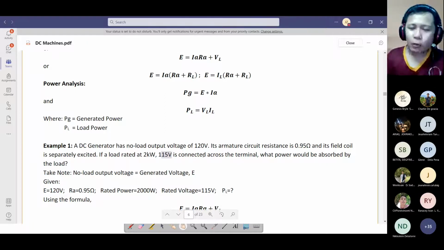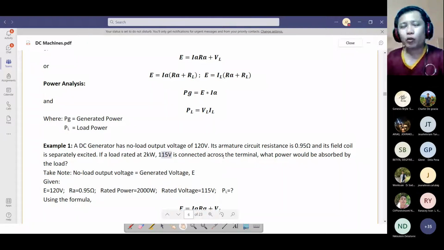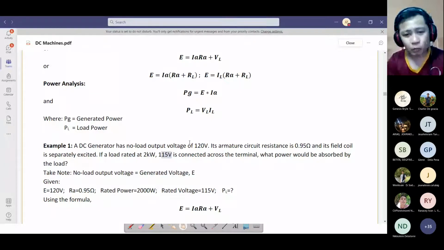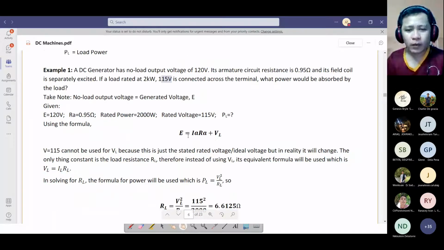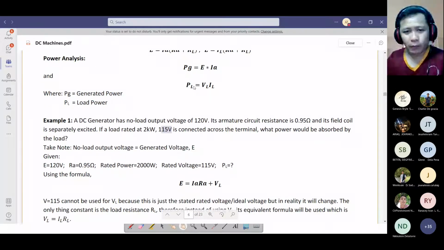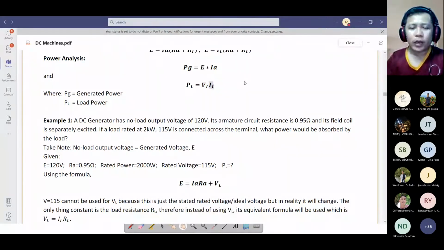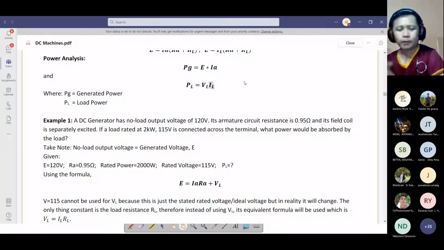So here, in our computations, we will assume that voltage will not change. Again, we will assume that voltage will not change. Now, from PL, we need PL, we already have VL. What is missing is IL. Where are we going to find IL?